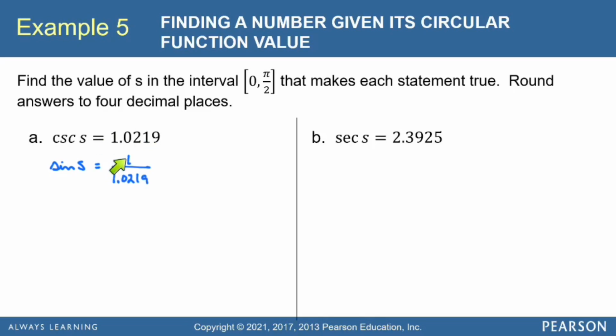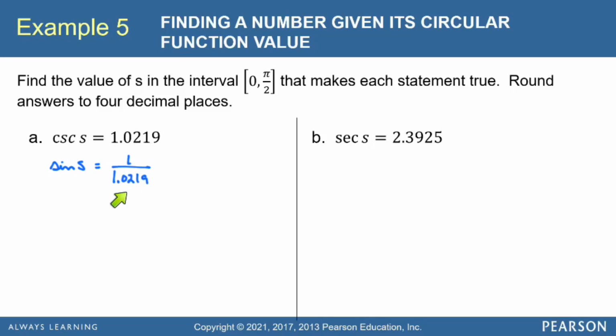So I'm just going to write it as 1 over 1.0219. I'm not going to bother to go to the calculator and get that decimal value, because if I did, I would have to round it off, and I don't want to create any rounding errors. So if the cosecant of s is this number, the sine of s is the reciprocal of that number.